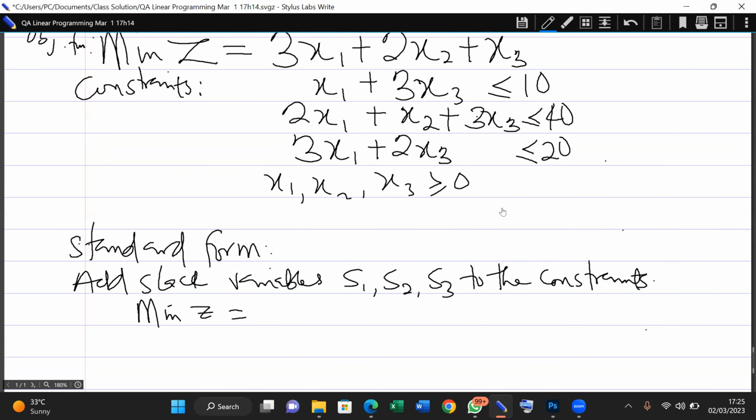I want to be saying it. 3x1 plus 2x2 plus x3. Okay, so that is your, what do we call it? This is the objective function. From this objective function, just add your slack 1, slack 2, slack 3. That's all.